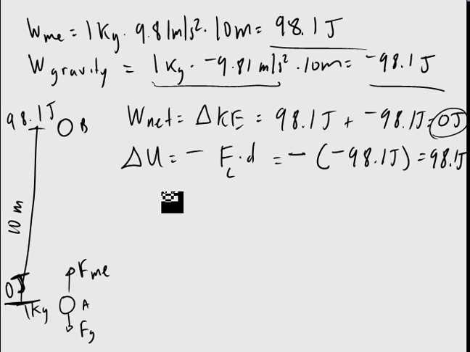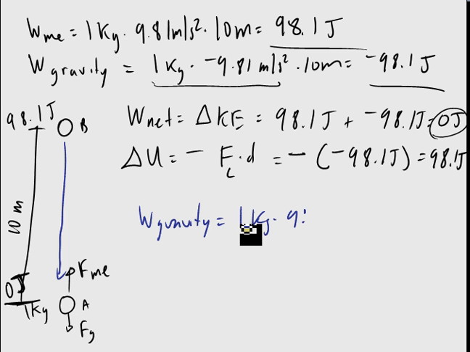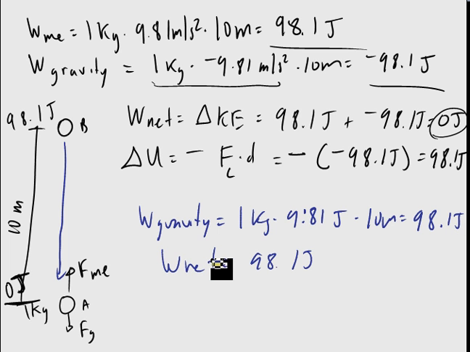So now if we let the ball fall, the ball is going the opposite direction. Now, the work done by gravity is going to be positive. 1 kilogram times 9.81 meters per second squared times 10 meters, and we'll get positive 98.1 joules. And this is now the only work being done, so the net work is 98.1 joules, which means that's how much kinetic energy it gains. And that kinetic energy was transferred from potential.